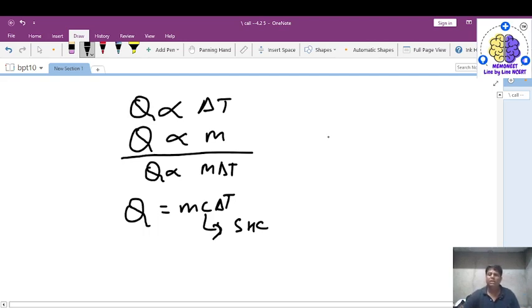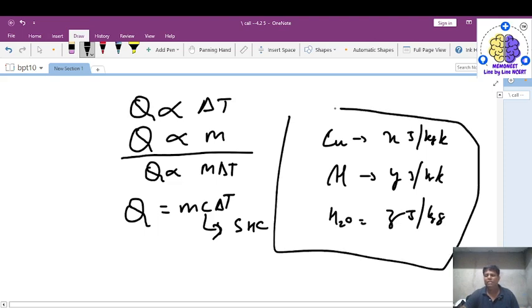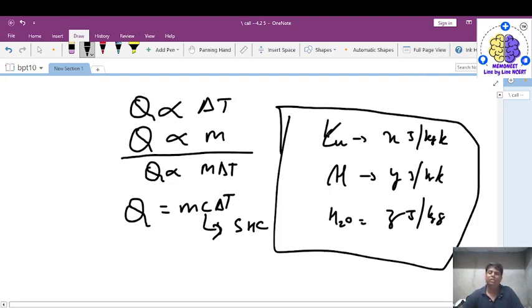Suppose copper has, let's say, X joule per kg Kelvin, and aluminium has, let's say, Y joule per kg Kelvin, and let's say water has Z joules per kg Kelvin, then these quantities are fixed, right? These quantities are fixed. That is, this specific heat capacity is a material property. It is fixed for the substances. It's not going to change. Therefore, this constant quantity is being used as a proportionality constant over here.